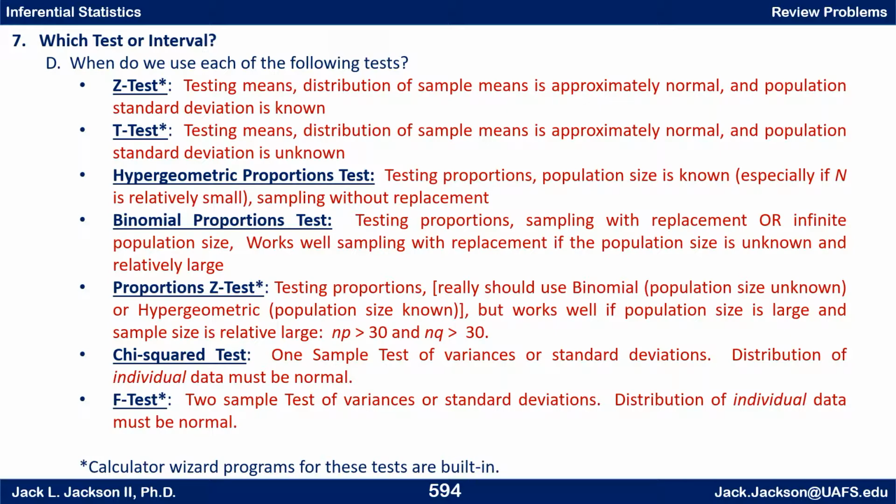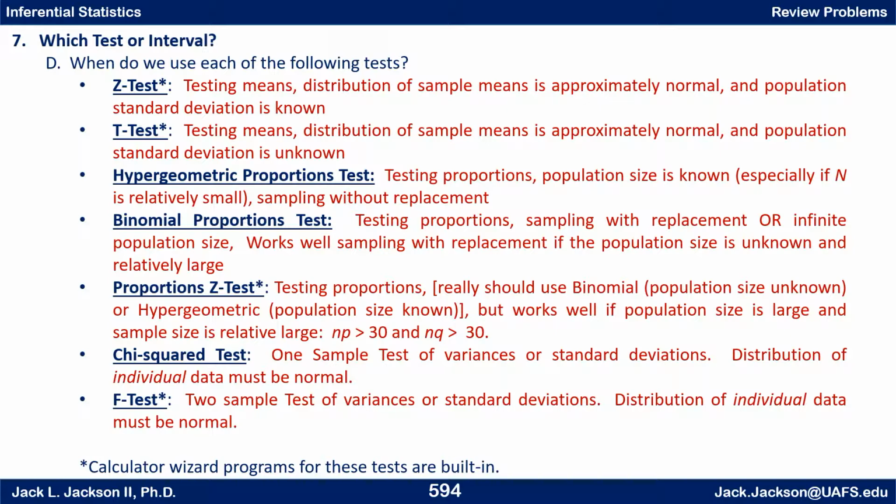Most tested proportions are actually describing a situation that should properly be done with a hypergeometric distribution for computing probabilities and inverse probabilities, because sampling is typically done without replacement, and even though the population size may sometimes be large, it is finite. So that's exactly what's used for a hypergeometric proportions test. We're testing proportions, the population size is known. Especially we have to do this if the population size, capital N, is relatively small, and sampling is done without replacement.